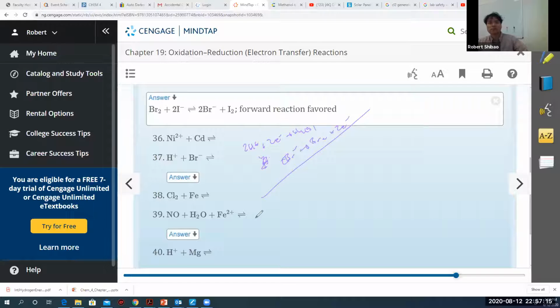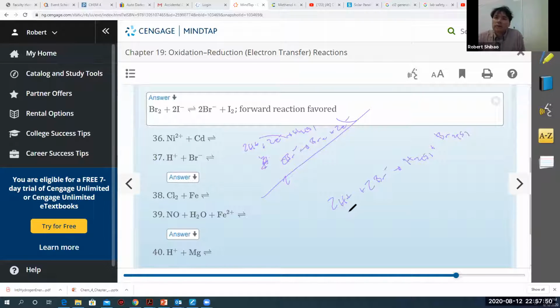Okay. All right, let's see. It's getting close to break time. Let me finish this one. So 2 electrons here, 2 electrons here. So the net reaction is 2H plus 2 bromides yields H2 gas plus bromine gas.